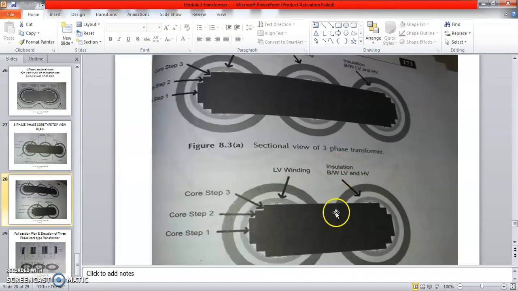So these are the 2 cases. This is single phase, 2 limbs, stampings. This is the 3 core step, here 1, 2, 3 core steps. 3 limbs, 3 cores. Here 2 limbs, 2 cores. Single phase core type, 3 phase core type. This is just a plan. See the full diagram, how it will be visible if you see the full section.